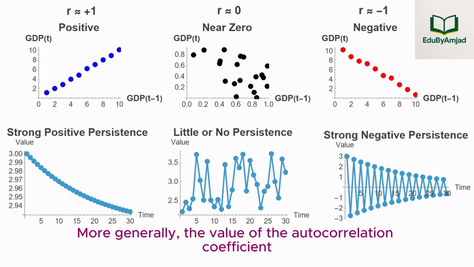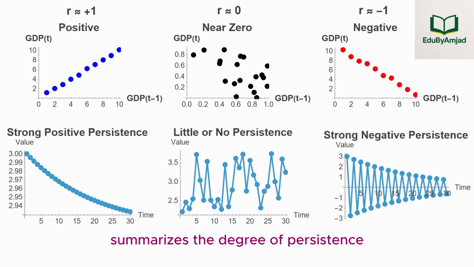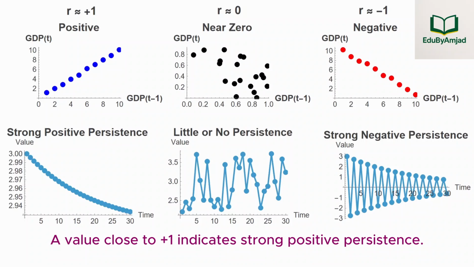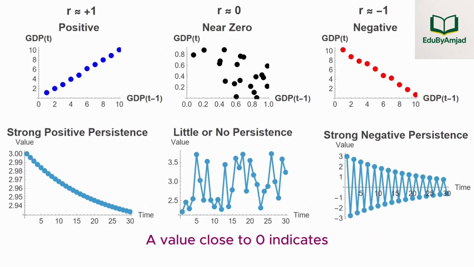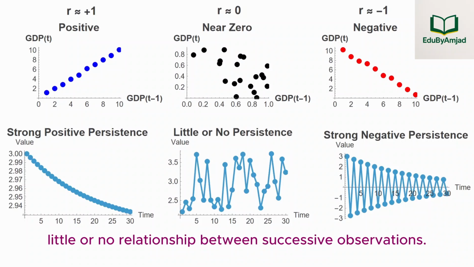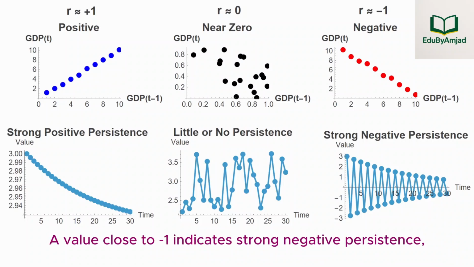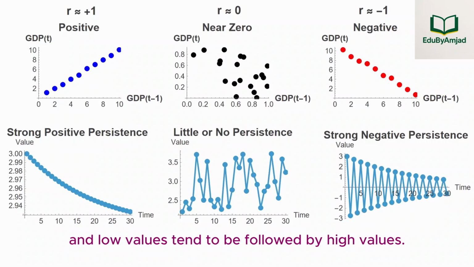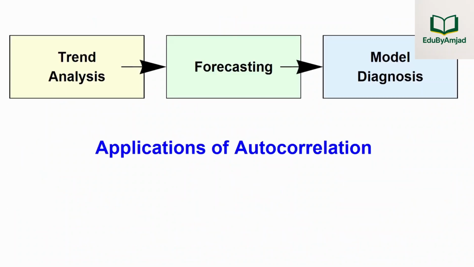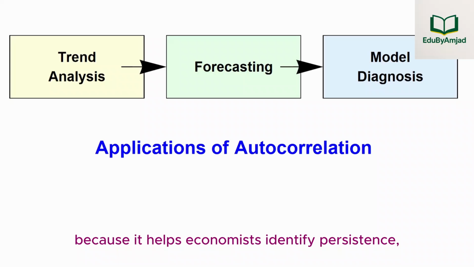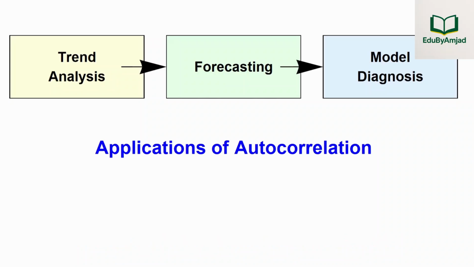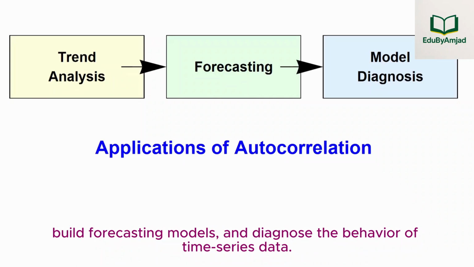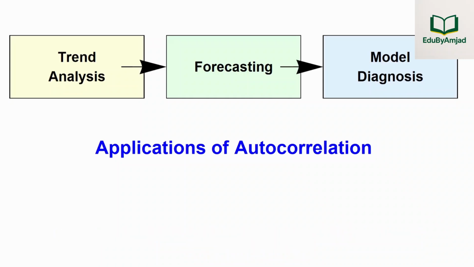More generally, the value of the autocorrelation coefficient summarizes the degree of persistence in a time series. A value close to +1 indicates strong positive persistence. A value close to 0 indicates little or no relationship between successive observations. A value close to -1 indicates strong negative persistence, where high values tend to be followed by low values, and low values tend to be followed by high values. Autocorrelation is an important tool in econometrics because it helps economists identify persistence, build forecasting models, and diagnose the behavior of time series data.